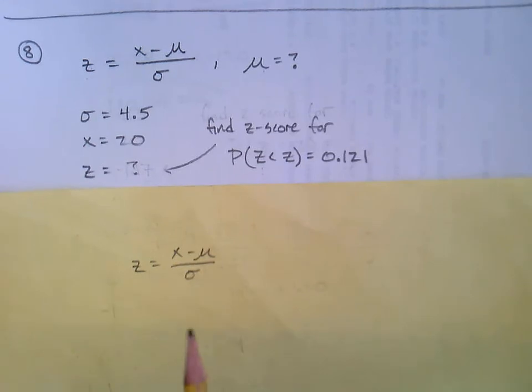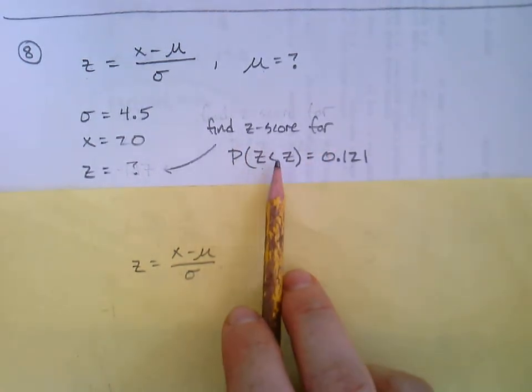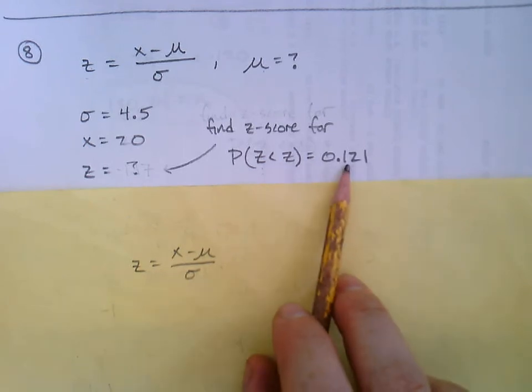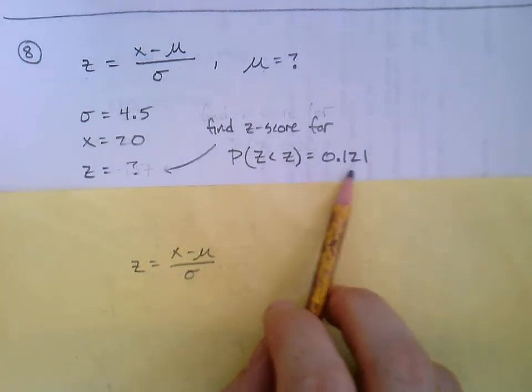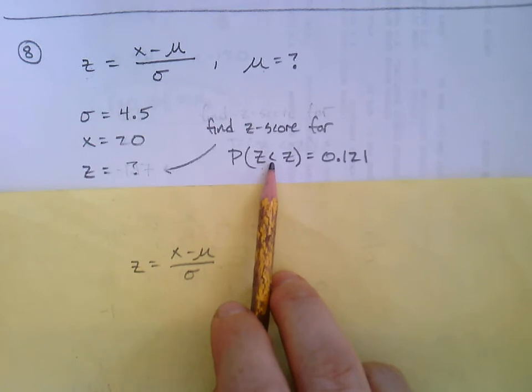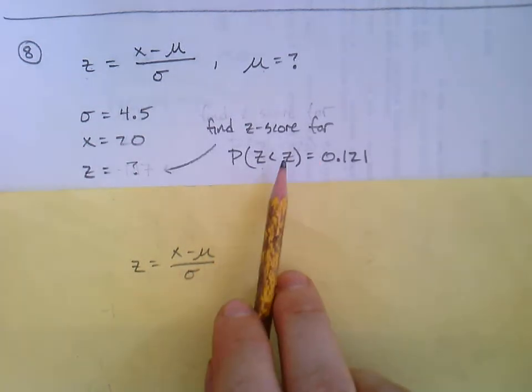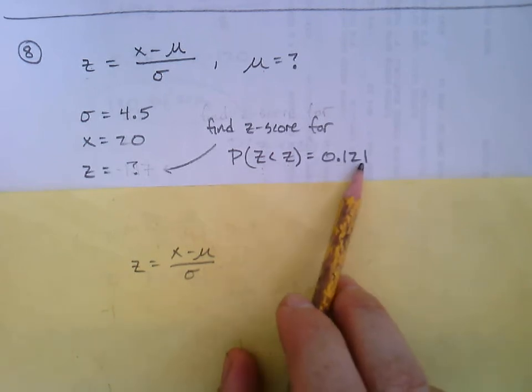We're going to find it. How are we going to find it? Find the z-score for the probability that z is less than z equals, and there's the 12.1%. This is like a percentile question at this point. They're giving us the percentage. They're saying it's a less than. So we can use our table to work backwards to find the z-score that would give you 12.1%.